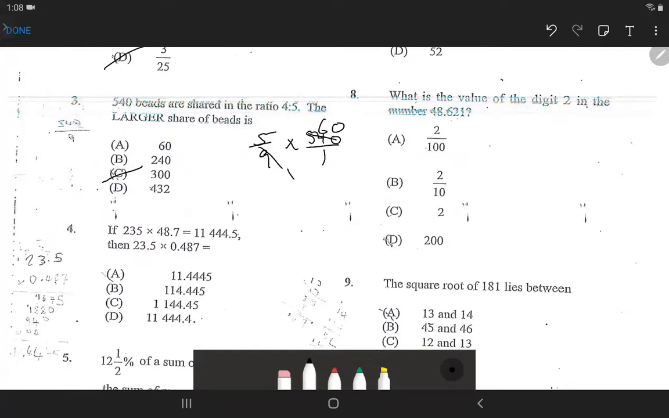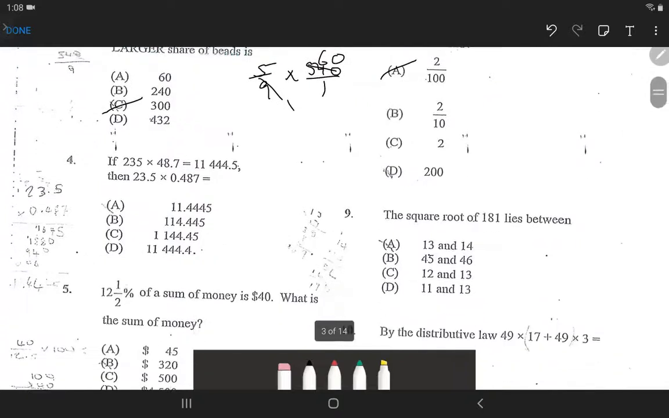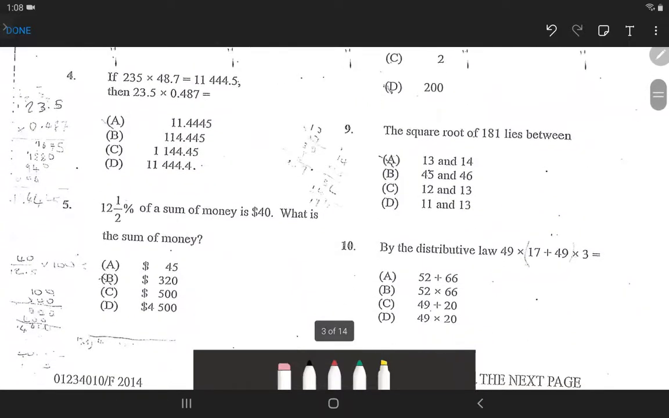What is the value of the digit 2 in the number 48.621? That's 2 over 100. If 235 multiplied by 48.7 is 444.5, then notice they divided by 100 to get this number, and then they divided by 10 to get this number. So in order to divide it by 1,000, we just need to divide this number by 1,000. That's this one. That's 8.